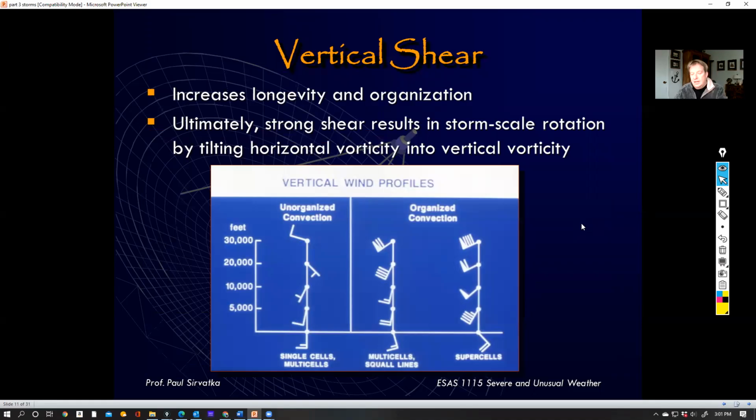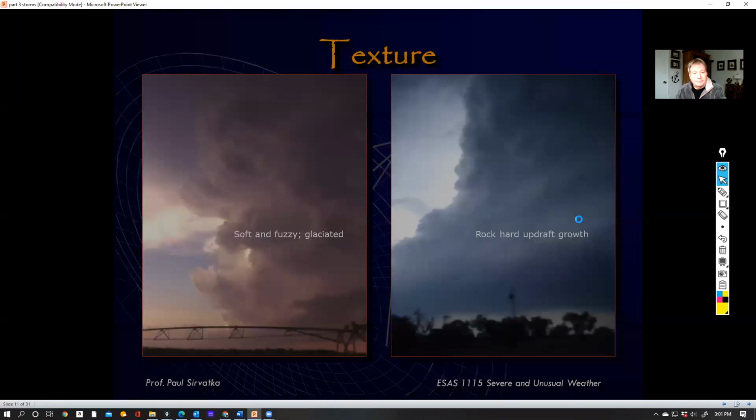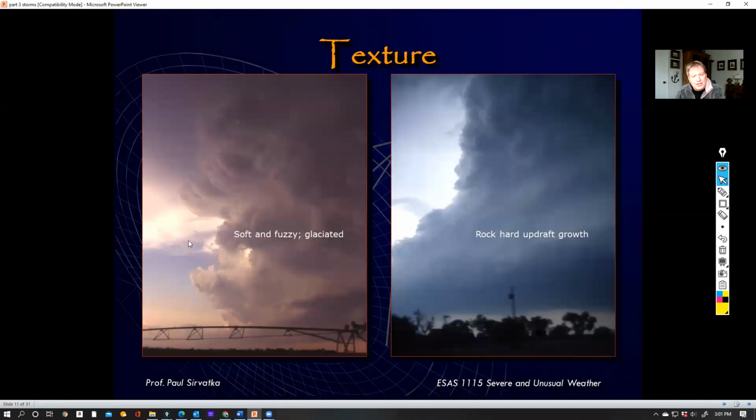If it's wispy, and let me go back a little bit. If it's wispy, like over here, see how it's not defined? This is a weaker thunderstorm. So a lot of clues that this thunderstorm is not very strong. It's a soft, fuzzy, glaciated tower, and it's not a very well-defined distinction between anvil and not anvil.